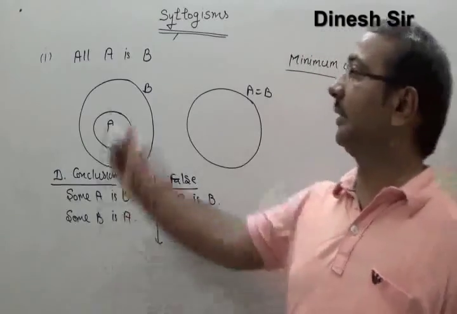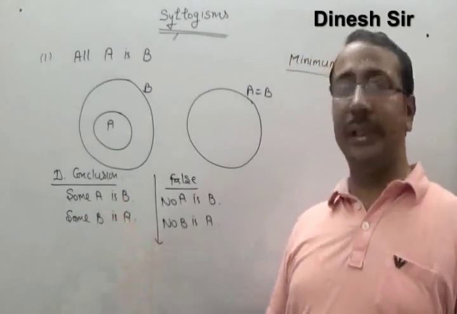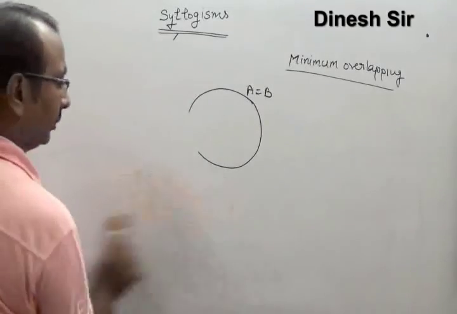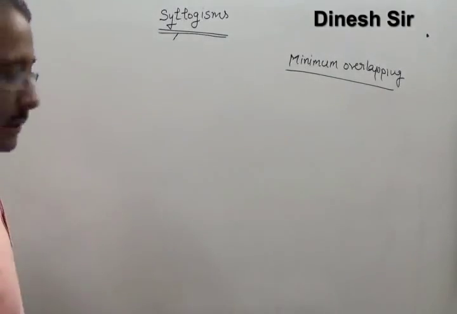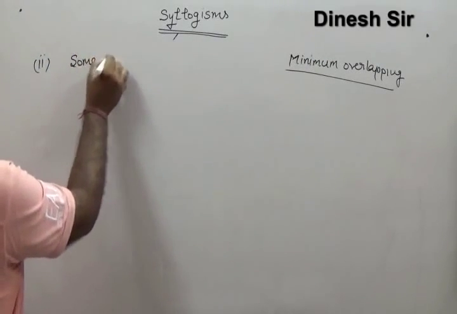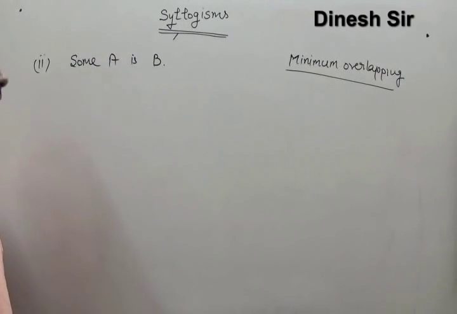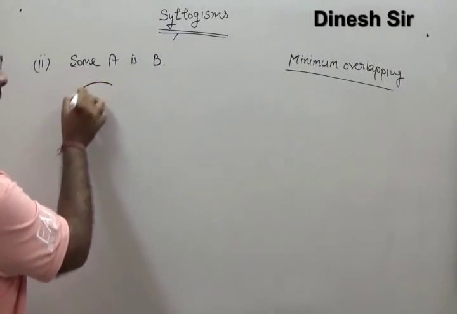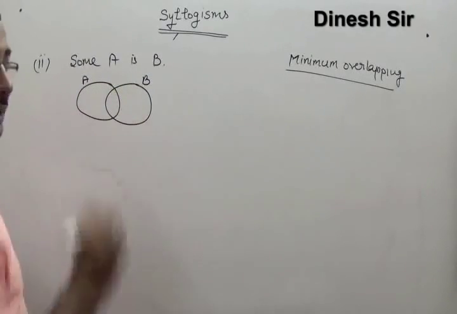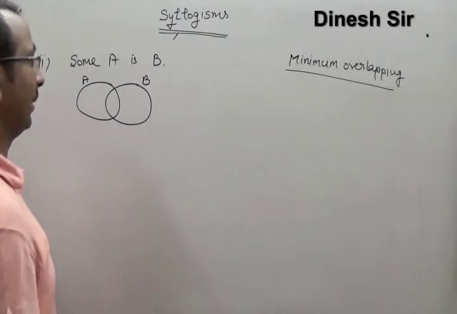It means if it is given in the question all A is B, the definite conclusion that I can draw is some A is B or some B is A. Then I am going to take the second statement, some A is B. Now if I want to show it, the first representation can be made. This is A, this is B. In this case I can say some A is B, that is the minimum overlapping, right? In that case I can say some A is B.